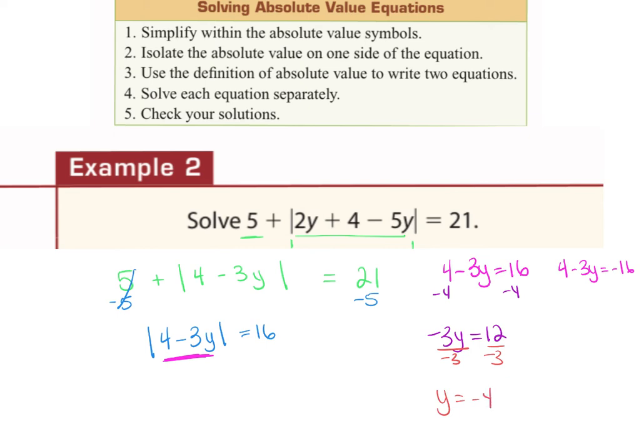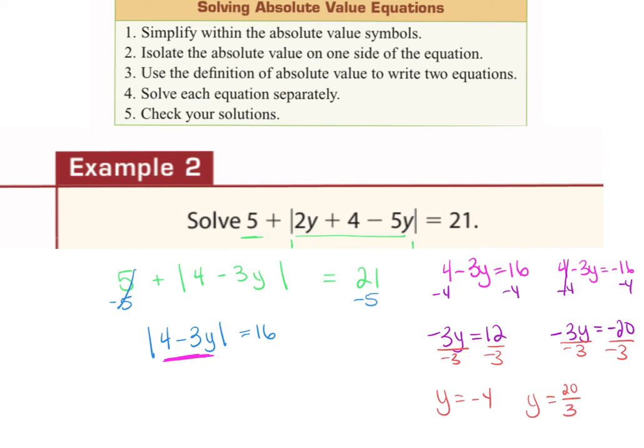Do the same thing over here. I would subtract my 4. I get negative 3y equals negative 20. I would divide by negative 3. I would get that y also equals 20 over 3 because that doesn't reduce.